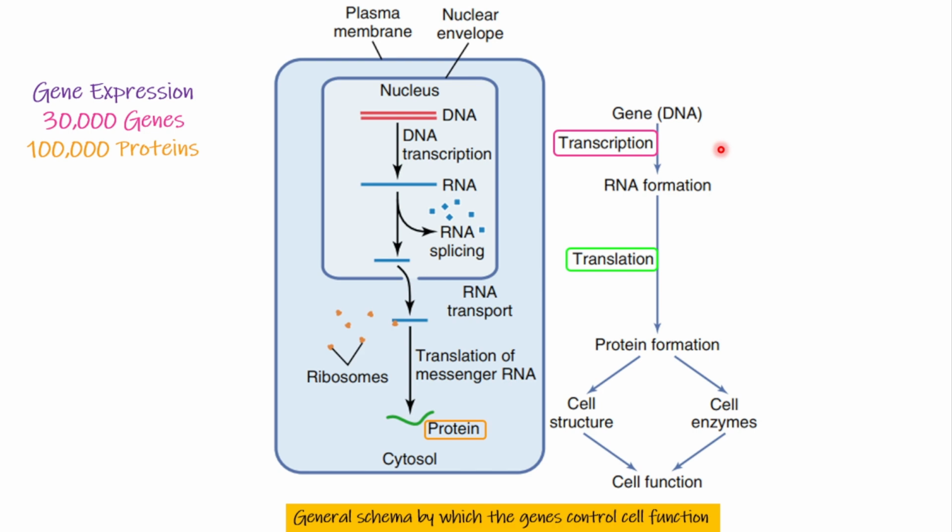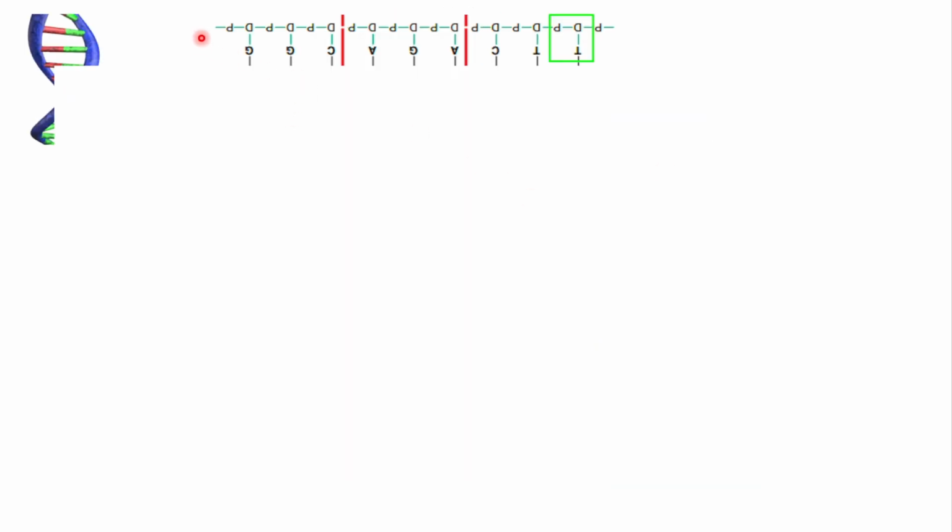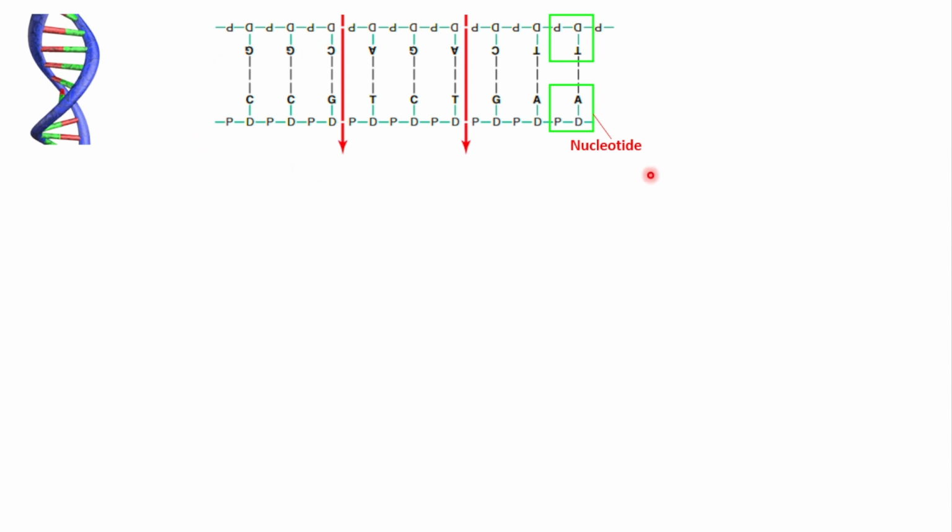So now let's discuss in detail the double helical structure of DNA and how exactly DNA is going to produce RNA. DNA is a double helical structure as shown here. This is one strand of DNA, and this is the other strand of DNA. There is a bond between these two strands, and these two strands are present in the form of this double helical structure.